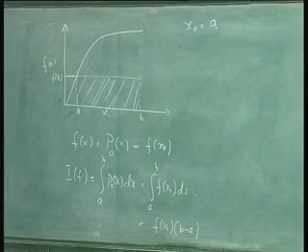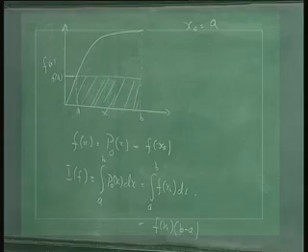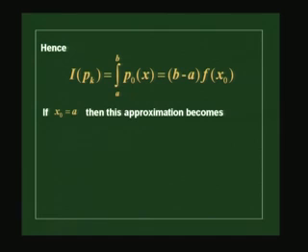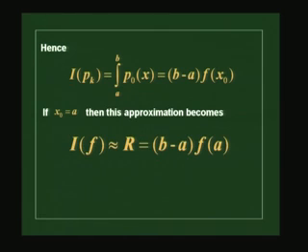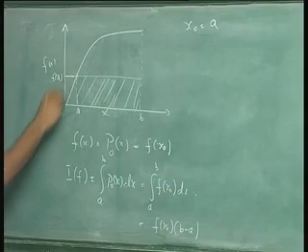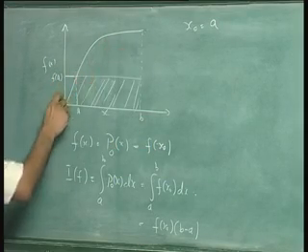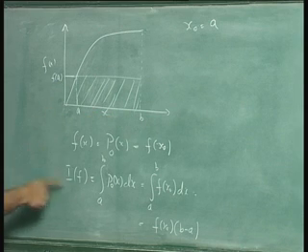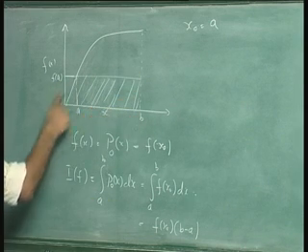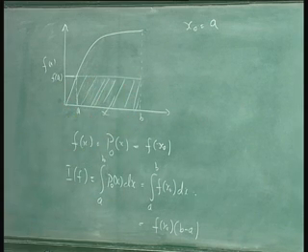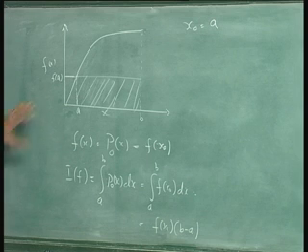So in this scheme we are just taking f of x0. I choose x0 to be a, and then this approximation becomes simply b minus a times f of a. That is obviously called the rectangular rule, because as you see graphically, we are just using a rectangle. Instead of computing this whole area, we choose a rectangle of this shape here and compute the area under that.